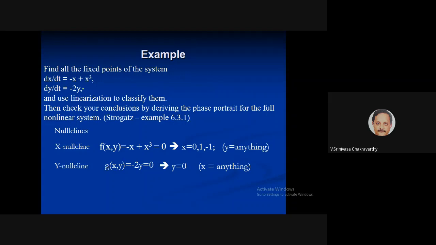So what we'll do is take a small example and see how it works. The two equations are x dot is equal to minus x plus x cube, and y dot is equal to minus 2y. And so how do you find the fixed points of this? Okay, so f of x comma y is equal to minus x plus x cube, which is equal to 0.